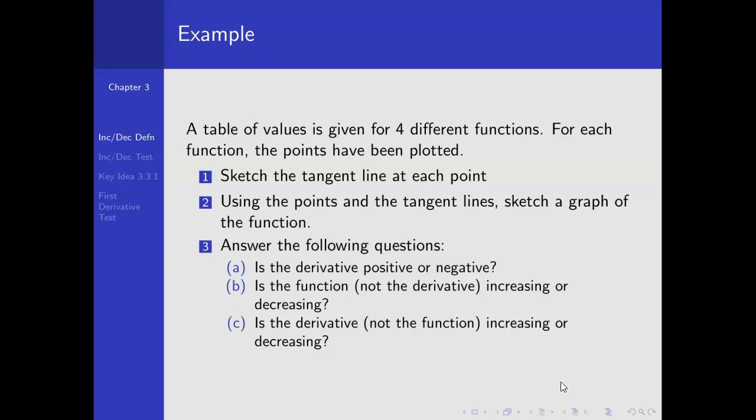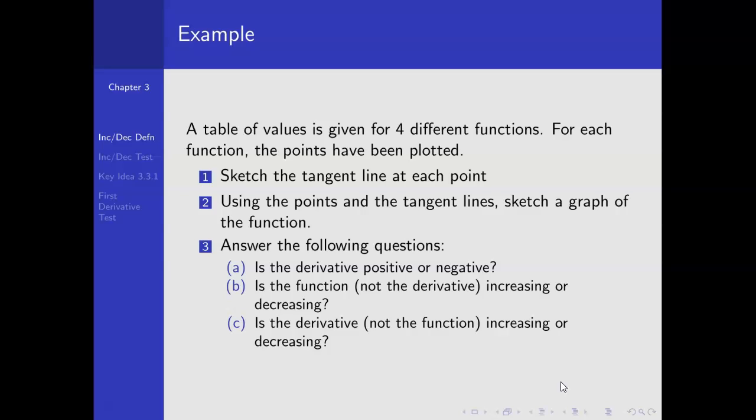All right, we're going to look at some examples here, and this is a place where you need to work along with me. You're going to have a table of values for 4 different functions. The points have been plotted. You're going to sketch the tangent line at each point. You're going to do that using the values of the slope that is given in the table, the value of the derivative. We're going to use the points and the tangent lines that we sketched to sketch a graph of the function. And then we're going to answer these questions.